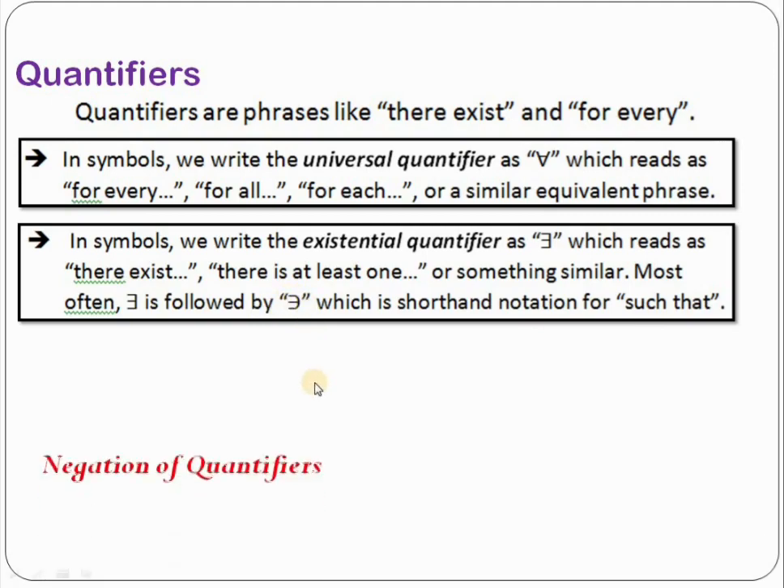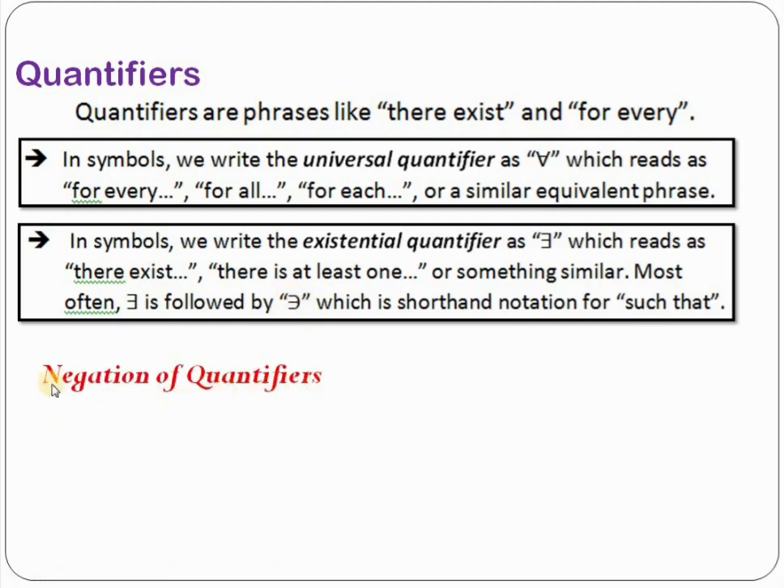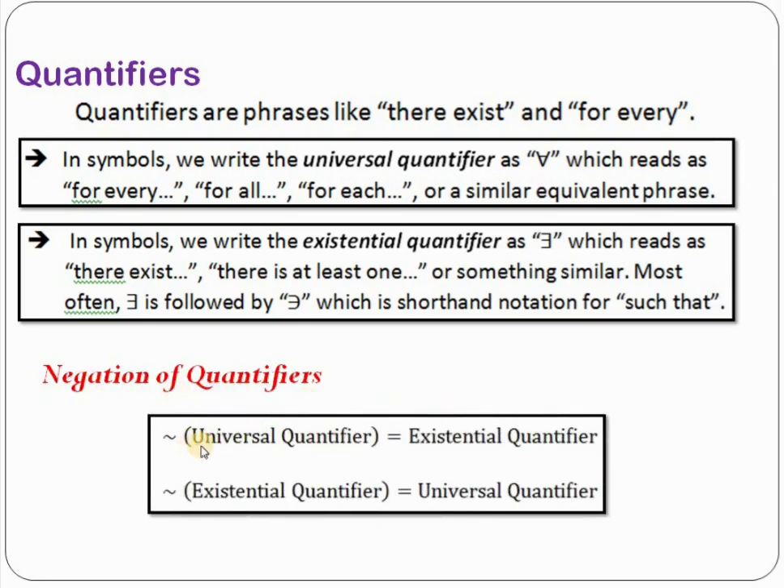Here let us try to understand the negation of quantifiers. What you need to remember is that the negation of the universal quantifier will always be the existential quantifier, and the negation of the existential quantifier will always be the universal quantifier. You may pause the video to note down these important points.